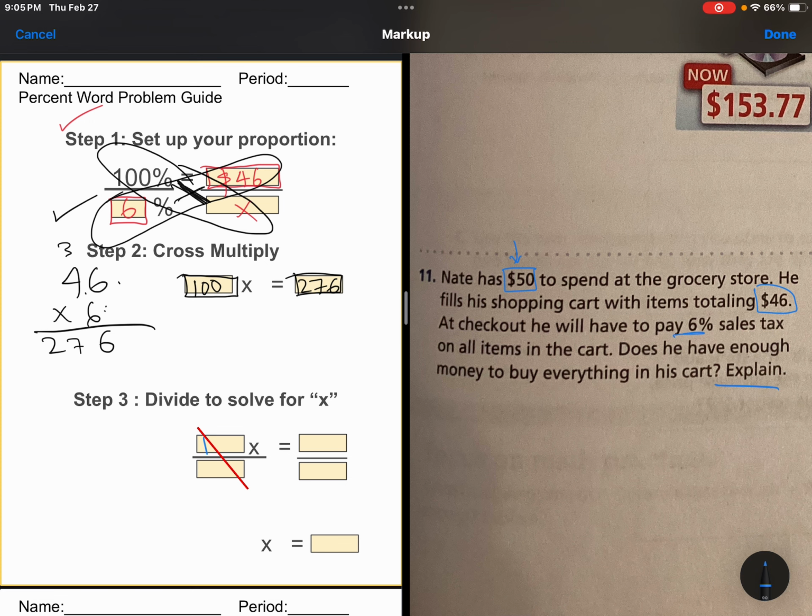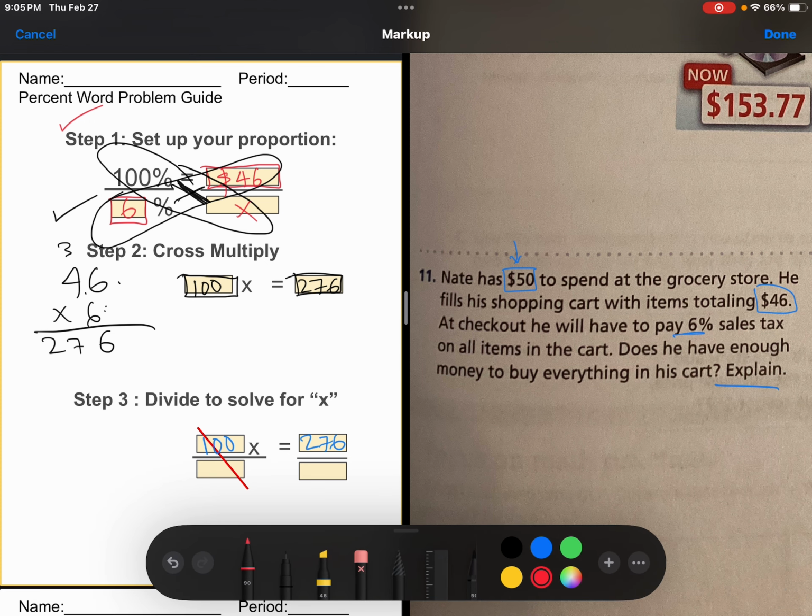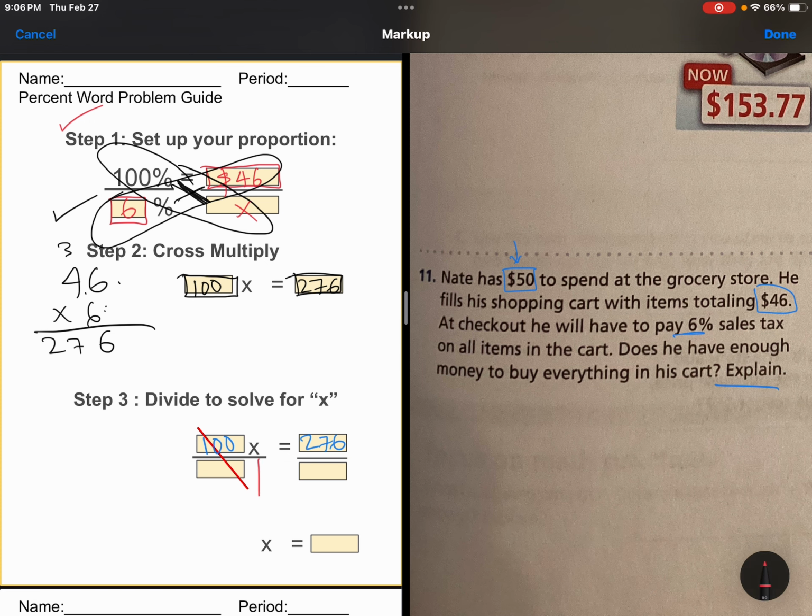Step 3, you gotta divide both sides of the equation to solve for x. I'm gonna copy my equation like that and like that. And then dividing now, by what number should I divide both sides so that x is by itself now? Yes, 100. That way, these cancel. Same numbers cancel when dividing. And now, all I gotta do to figure out what x is, divide 276 by 100, which equals.